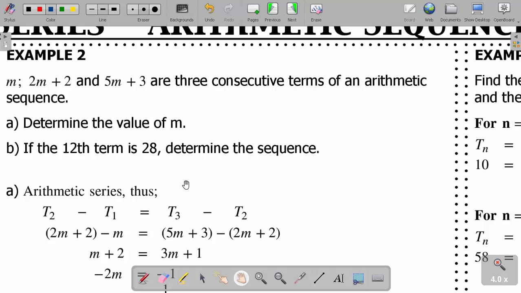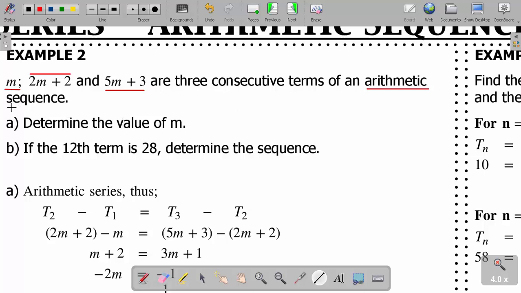Okay, to get our m, remember that we're saying this is arithmetic, né? What is so special with arithmetic, guys? If you remember, we said that if I have my terms, my first term is m, my second term is 2m plus 2, and my third term is 5m plus 3. Because they are an arithmetic sequence, it means that they must have the same common difference.